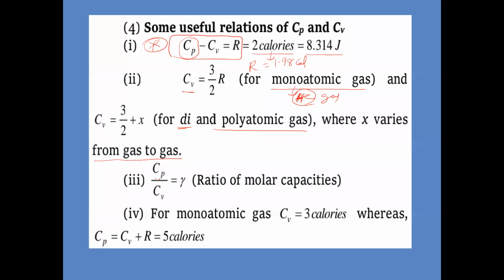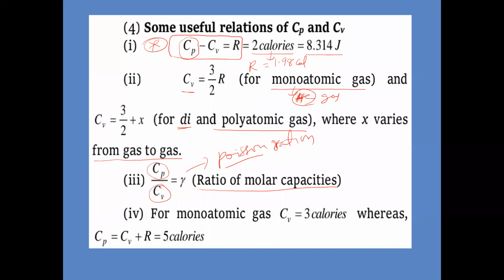Okay. Next, CP by CV, another relation I'm taking. The ratio of molar heat capacity at constant pressure to the molar heat capacity at constant volume is equal to gamma. This gamma is called Poisson ratio. The name of the scientist is Poisson. So Poisson's ratio is nothing but gamma, given by CP by CV, the ratio of molar heat capacities at constant pressure to constant volume. So it is gamma.